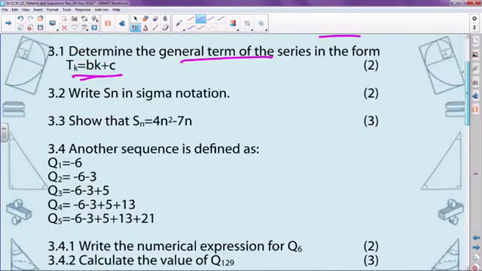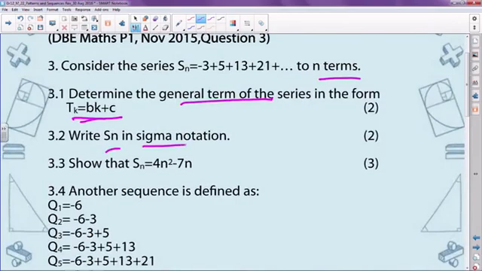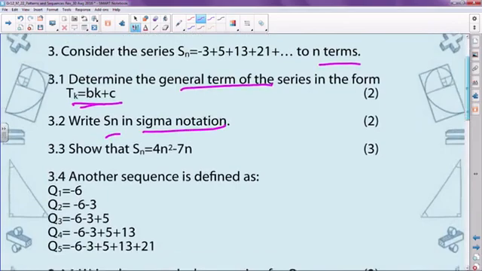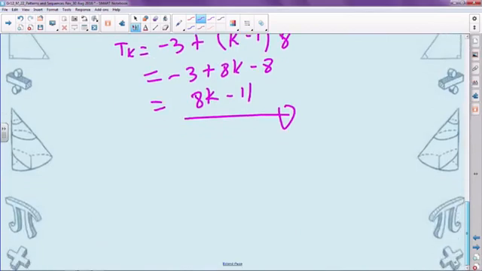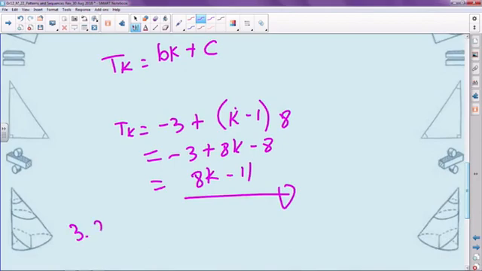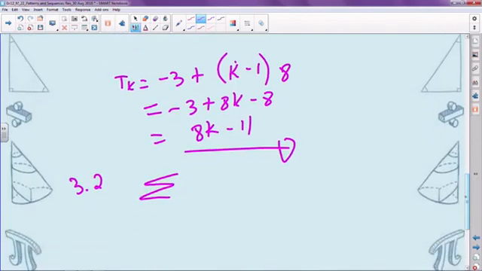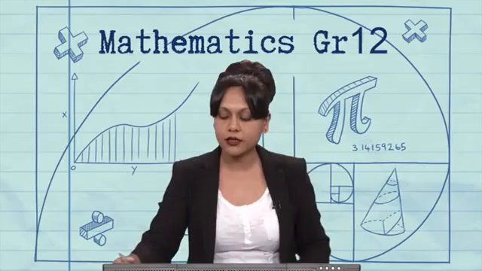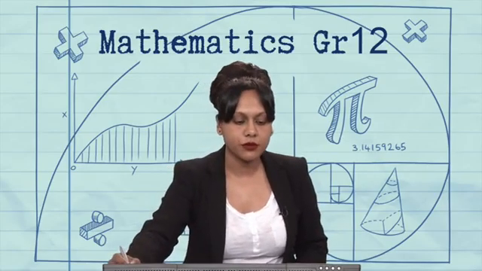Okay, the next one, 3.2: write Sn in sigma notation. So in order to use sigma notation, I need to know where I'm starting, where I'm going to, and what my series is. So for 3.2, we start by saying sigma starts from when k is equal to 1, and we go up to when k is equal to n of that series, 8k minus 11. And that's it. That's as easy as it is. It looks easy. It is easy. It's simply the sum of that series.